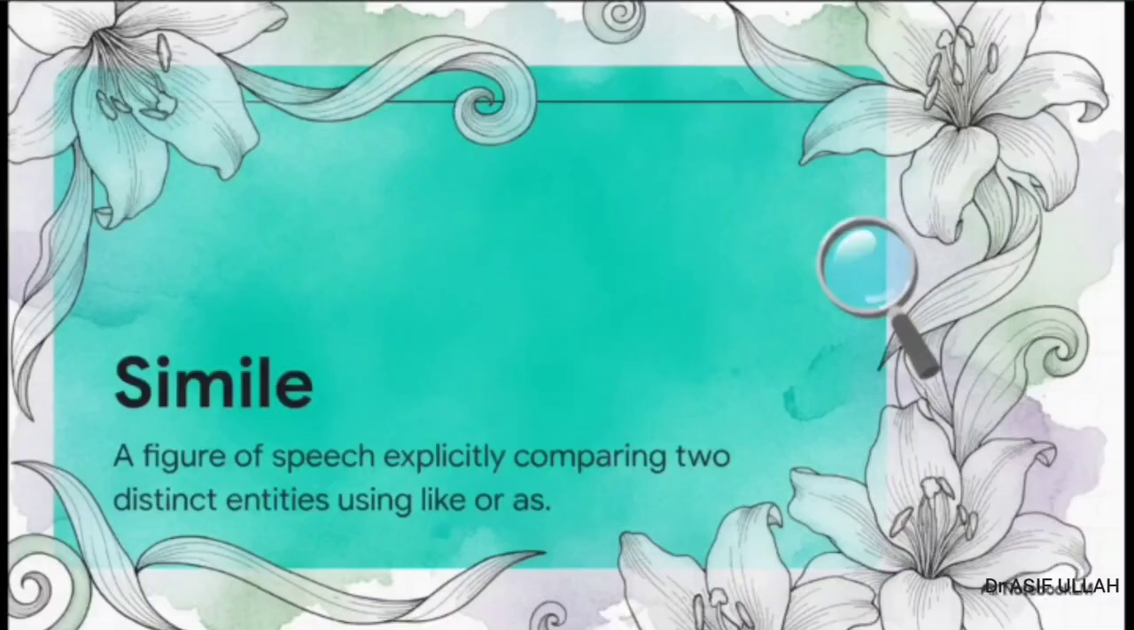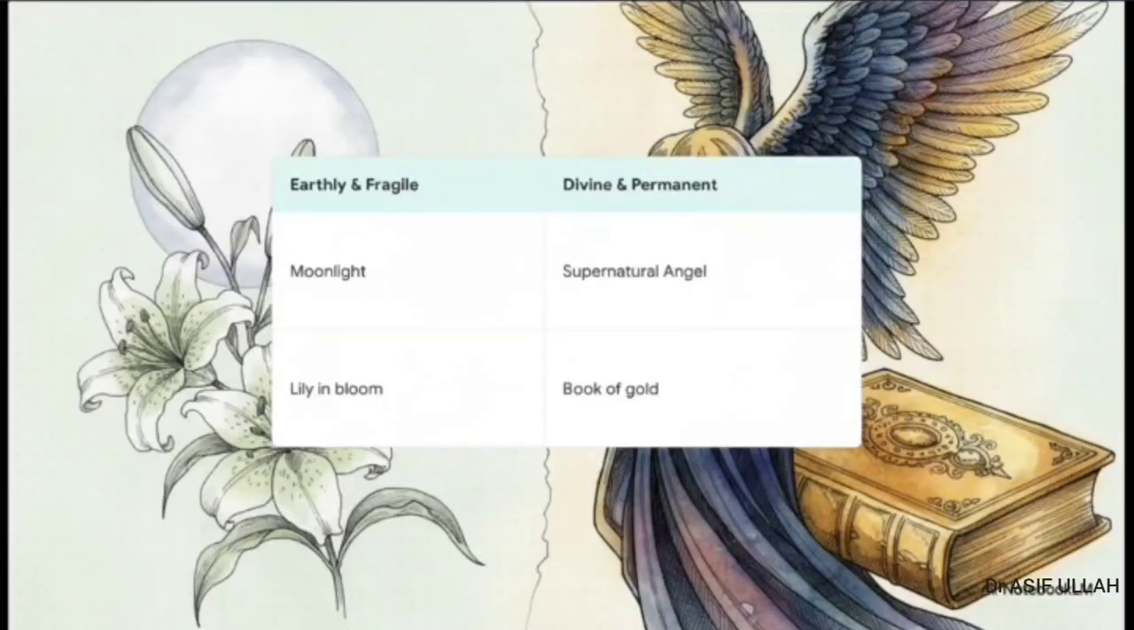moonlight itself. When we combine this imagery and simile, we uncover a brilliant visual collision orchestrated by Hunt right in the very first stanza. Just look at this juxtaposition. On one side, we have earthly, delicate, fragile imagery, the silver moonlight and the lily in bloom. On the other side, right at the stanza's end, we get the divine and permanent, the supernatural angel, and the heavy mineral permanence of a book of gold. This stark sensory contrast visually sets up the incredible intersection of the earthly and the divine.